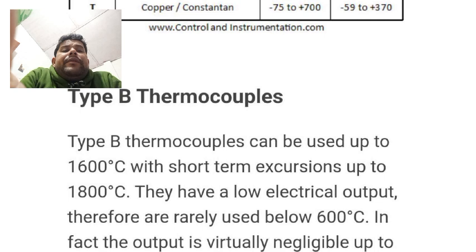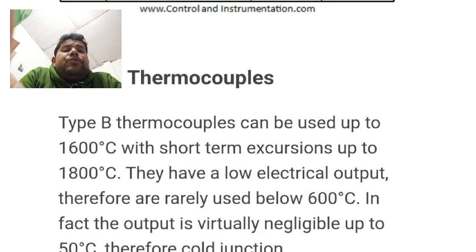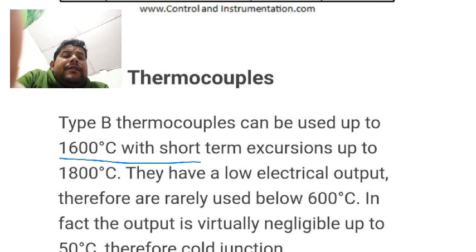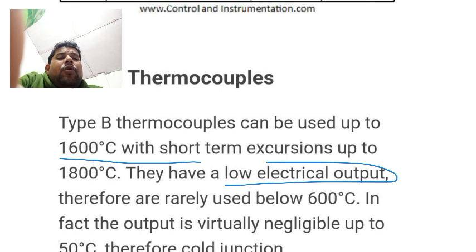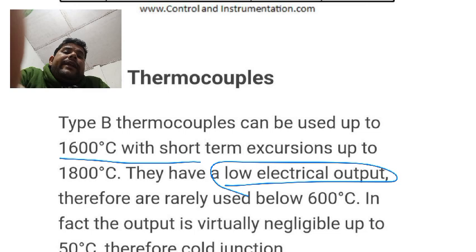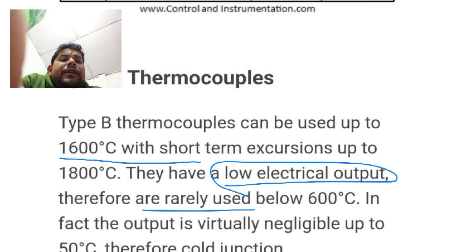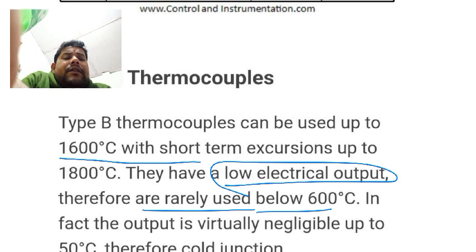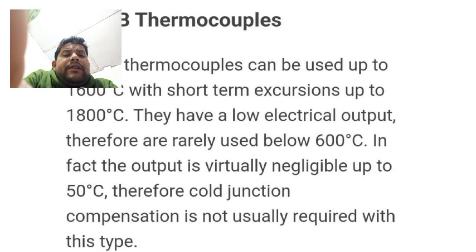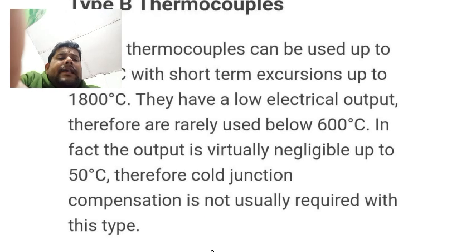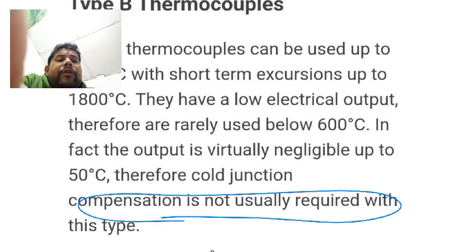First, the B-type thermocouple. We should talk about the B-type thermocouple. It can be used up to 1600 degrees Celsius. The temperature range is very high, but they have low electrical output. This is not generally used because their electrical output is very low. Therefore, they are rarely used. That's why this is not much important. They are rarely used below 600 degrees Celsius. The fact that their output is virtually negligible up to 50 degrees means cold junction compensation is not usually required with them. That's why here no compensation is required.